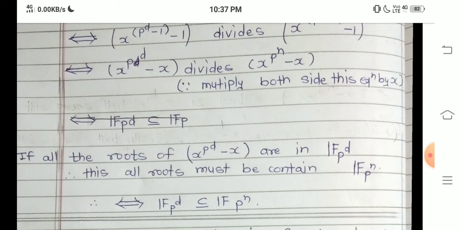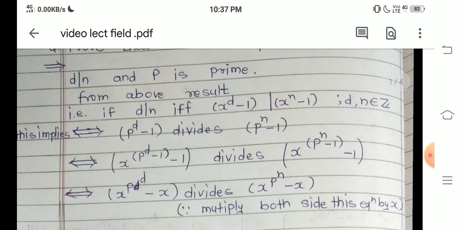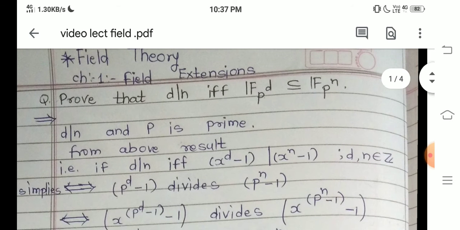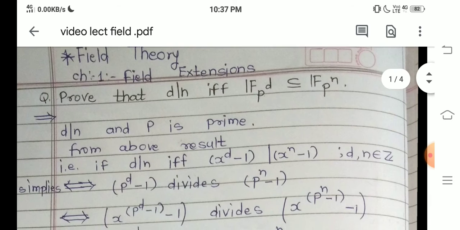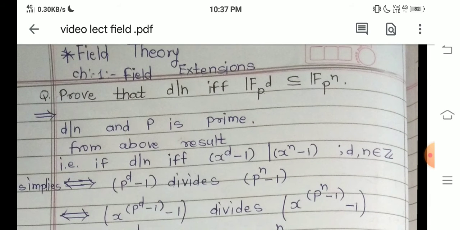Here we can use the theorem: d divides n if and only if x^d minus 1 divides x^n minus 1, where d and n belong to the set of integers. We have thus proved that d divides n if and only if the field F_p^d is contained in the field F_p^n.